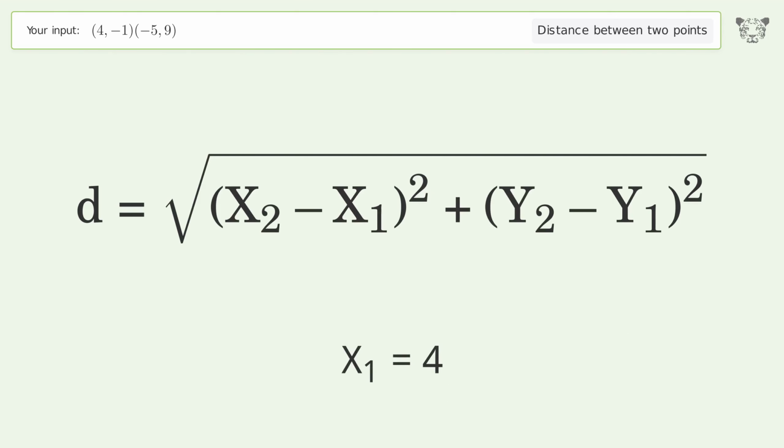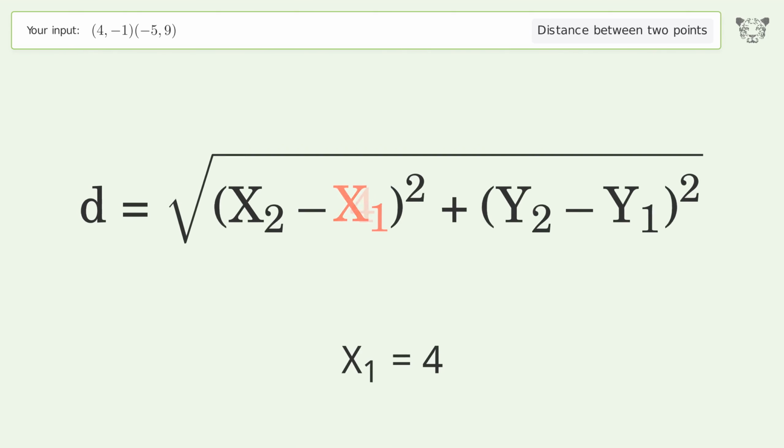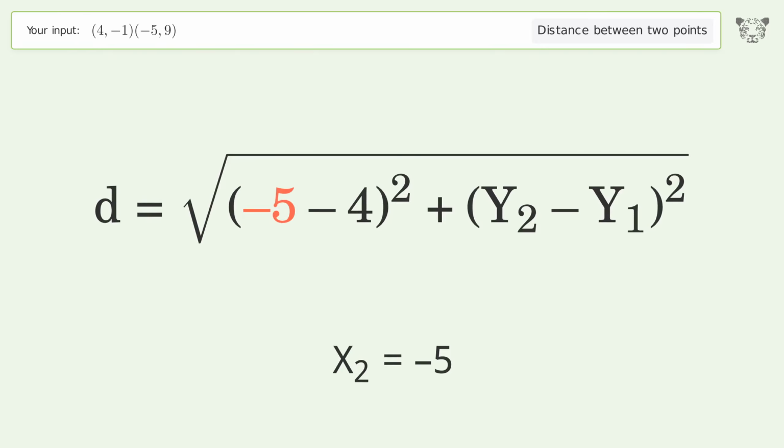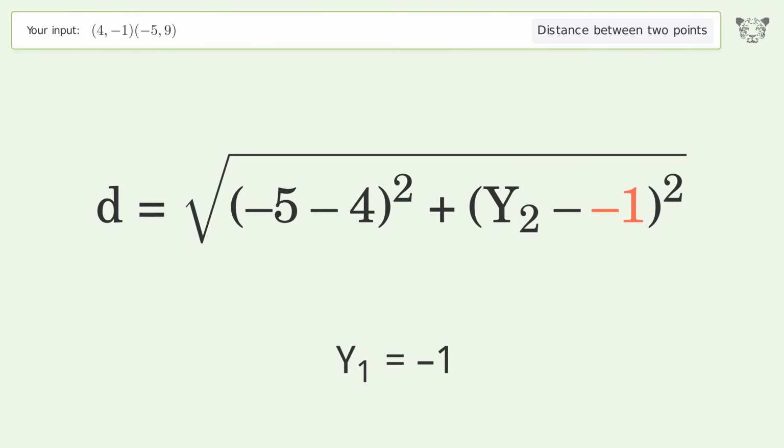x1 equals 4. x2 equals -5. y1 equals -1. y2 equals 9.